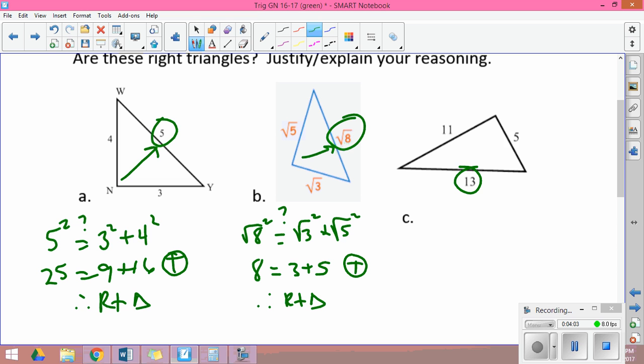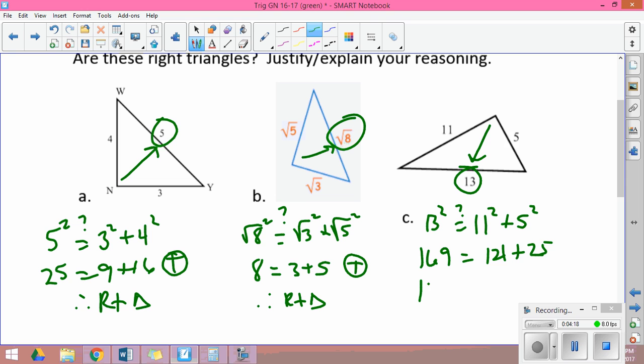Now, 13 is my biggest side, so the potential hypotenuse is 13 squared. Is that equal to 11 squared plus 5 squared? Is 169 equal to 121 plus 25? Well, 169 is not the same as 146. That is a false statement, therefore not a right triangle.